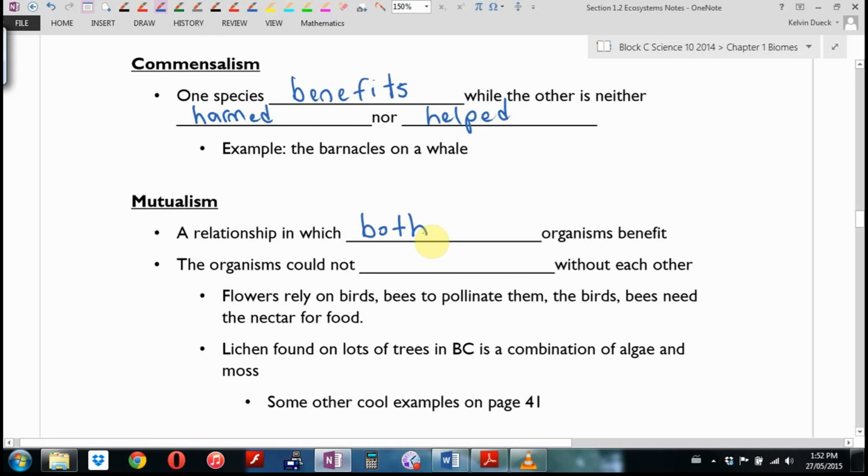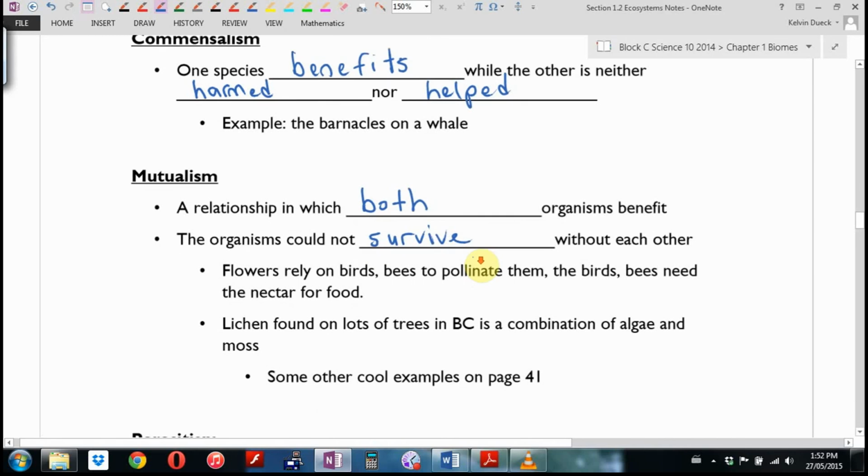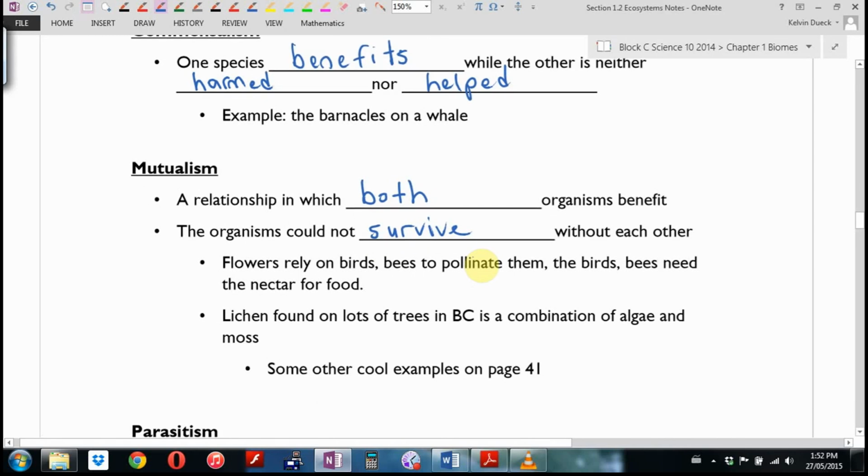In fact, in most cases, the organisms could not survive without each other. Flowers rely on birds and bees to pollinate them, and the birds and the bees need the nectar for food. If either of those vanishes, the other species is in trouble.